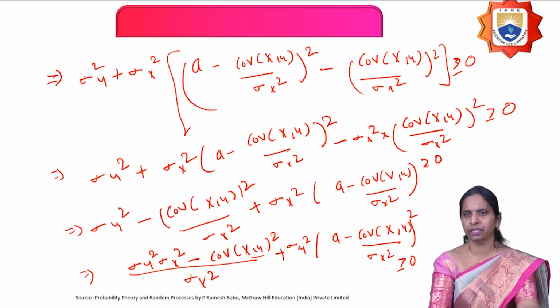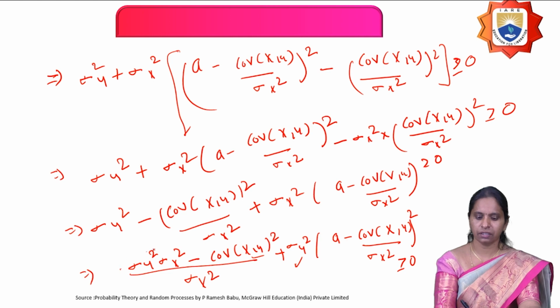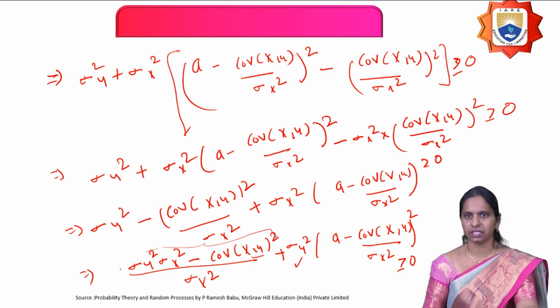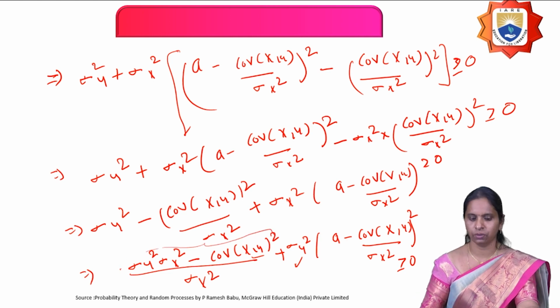Now if you observe this, what is sigma y square? It is a variance. Variance is always positive. Therefore this is always positive. And what is a minus covariance of x comma y by sigma x square whole square? This is a square, so you are squaring that. Therefore this term is also positive. Therefore these two are positive. And in order to make this condition satisfied, this has to be greater than or equal to 0.